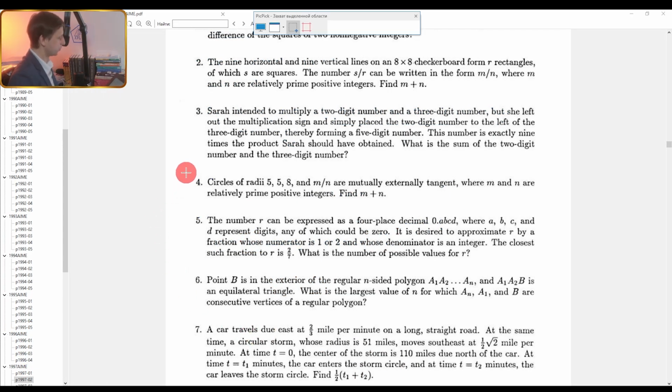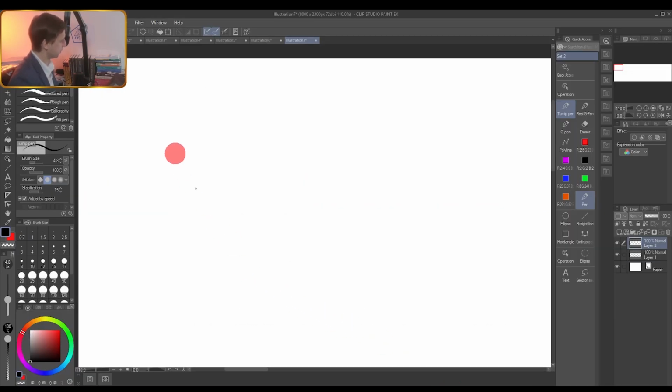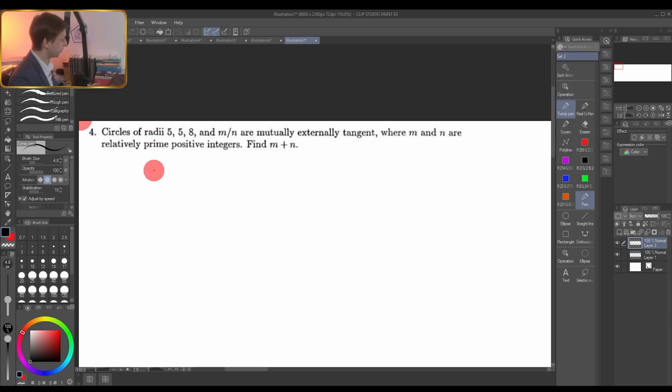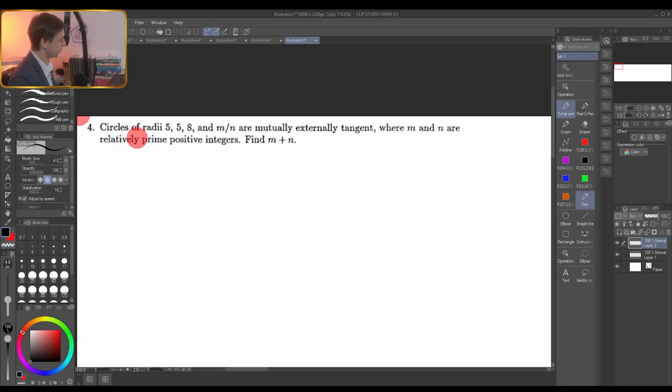Okay, and the next one will be geometry. Let's look at number 4. Number 4 is a very short and at the same time very interesting problem on geometry. You have circles of radii 5, 5, 8 and m over n that are mutually externally tangent. So 4 different circles mutually externally tangent. You know the radii of 3 of these circles, and the radius of the 4th circle is unknown.